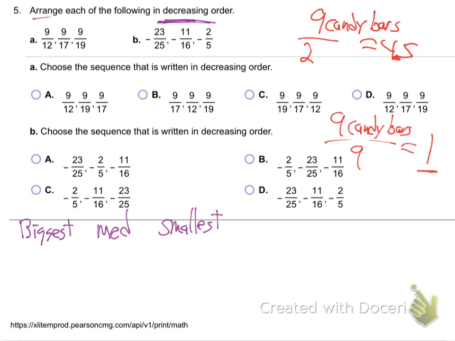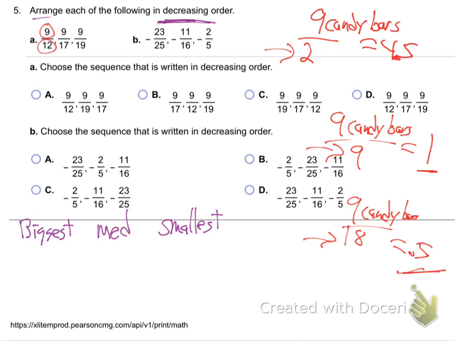They get less. And now what if I take the 9 candy bars and divide it among 18 people? They each only get half a candy bar, don't they? So the bigger the number of people that you divide it among, or the bigger the denominator, the less candy bar you get. Right? 9 candy bars divided among 12 people.